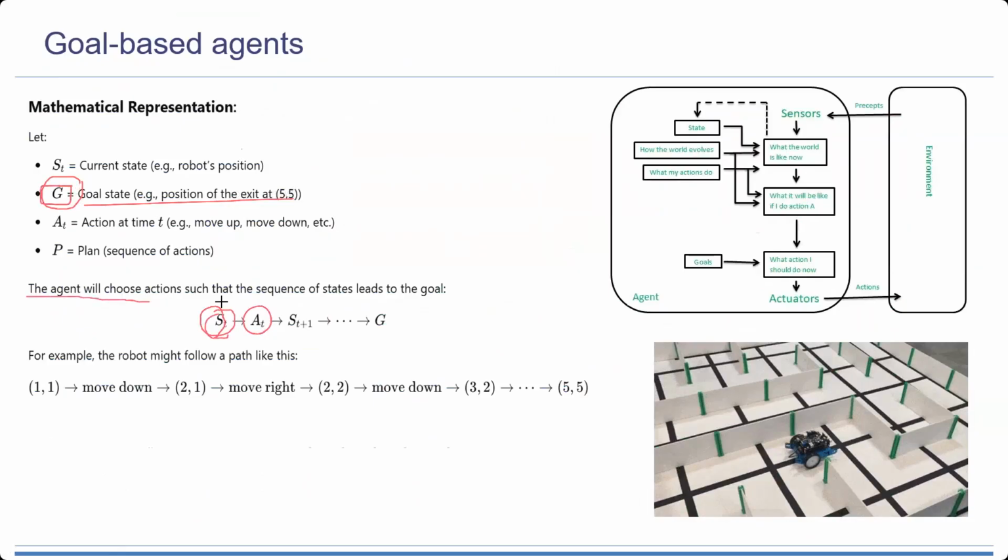So the agent will use actions, such as a sequence of states, that lead to the goal. State, action, until we reach the goal. Just for example, if it is in location 1.1, move down. If it is in location 2.1, move to the right. If it is in position 2.2, move down. And so on until we reach the goal, which is 5.5. This is what we call a goal-based agent.